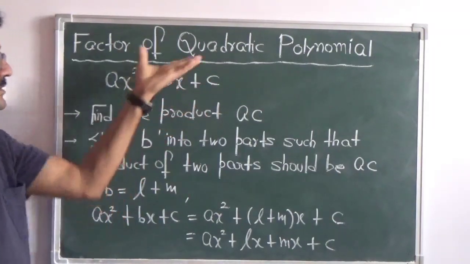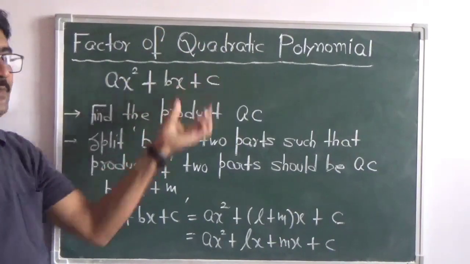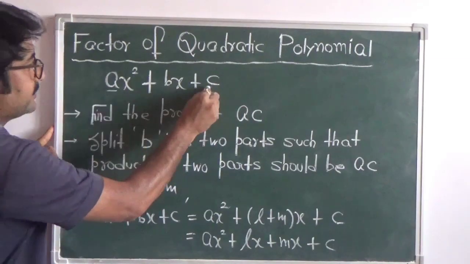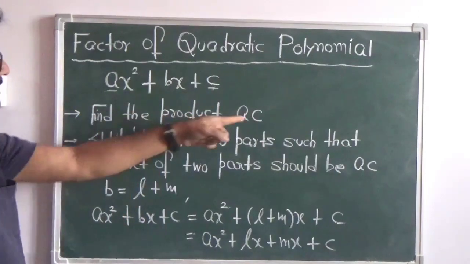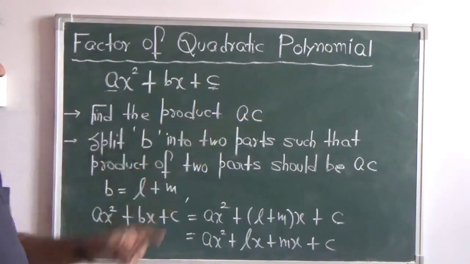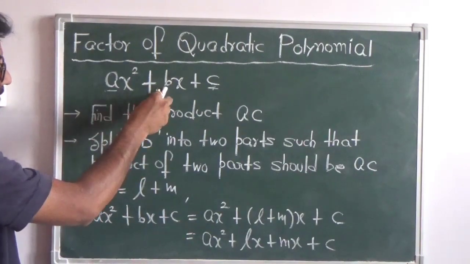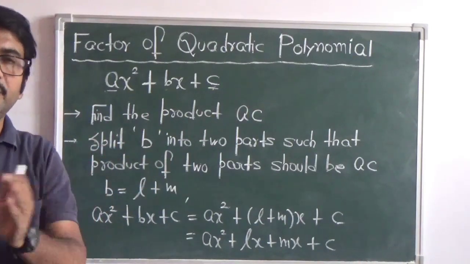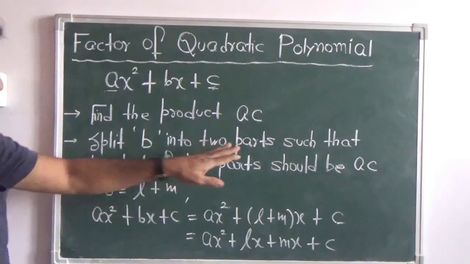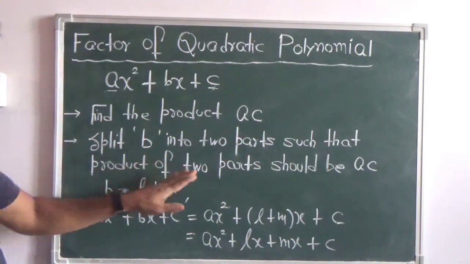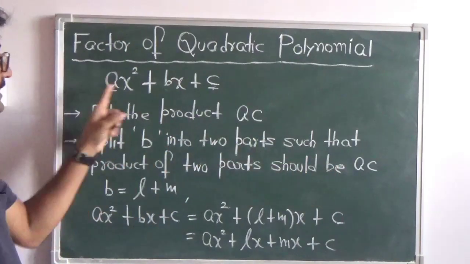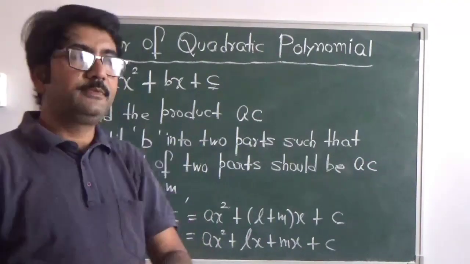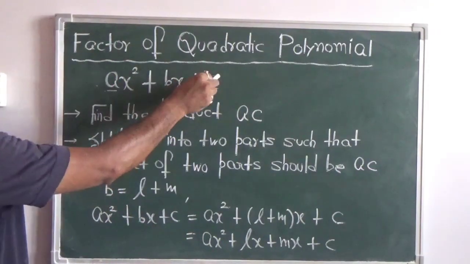Now here we have got this quadratic expression ax square plus bx plus c. Now what we have to do here is find the product AC, the coefficient of x square and this constant term. This is a and this is c. So find the product a into c. Once you find this product, then you have to split b, the middle coefficient, into two parts. For example, if it is 5, it can be 1, 4, it can be 3, 2, like this you have to divide. And the parts will be such that the product of the two parts should be equal to the product AC. Okay, so if you split b into two parts, then the product of those two parts should be equal to the product of the first and the last term, that is a into c.